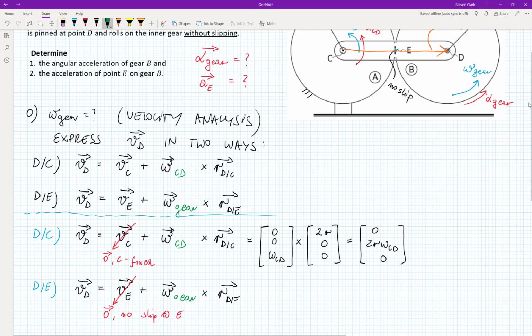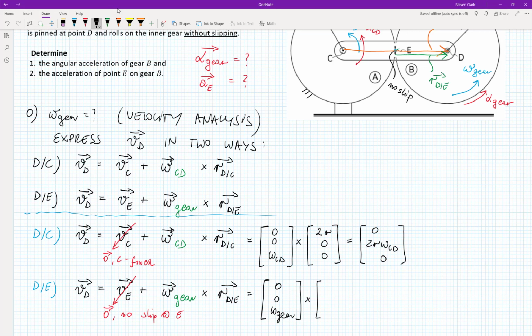Okay, so now let's also write down this determinant and let's solve it. So in here we will have 0, 0, omega gear, which is not known, but I assume that it rotates in the positive direction, times this vector that is again not on the board, so I must draw it. It will be green, this guy, RDE. Okay, so this guy will be R, 0, 0, and this determinant will be 0, R omega gear, 0.